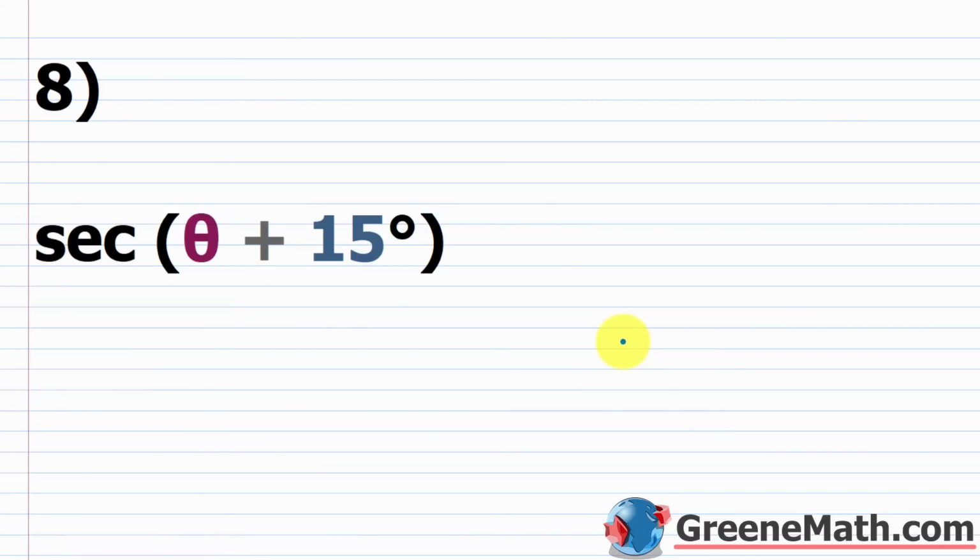All right, let's take a look at problem number 8. So we have the secant of, you'll have this quantity for your angle measure, so theta plus 15 degrees. Again, we're going to assume that theta plus 15 degrees is some acute angle. So recall that if you have the secant of some angle theta, this is equal to, the cofunction here is the cosecant, so the cosecant of this guy, 90 degrees minus theta.